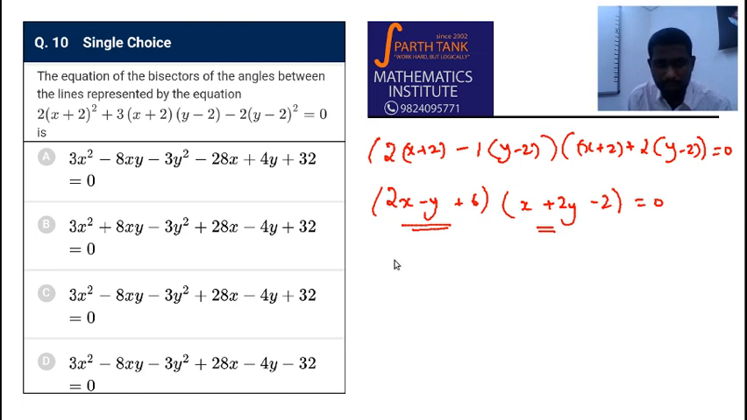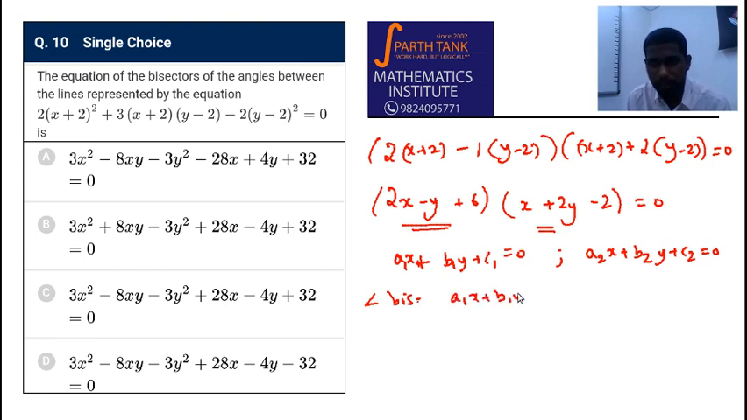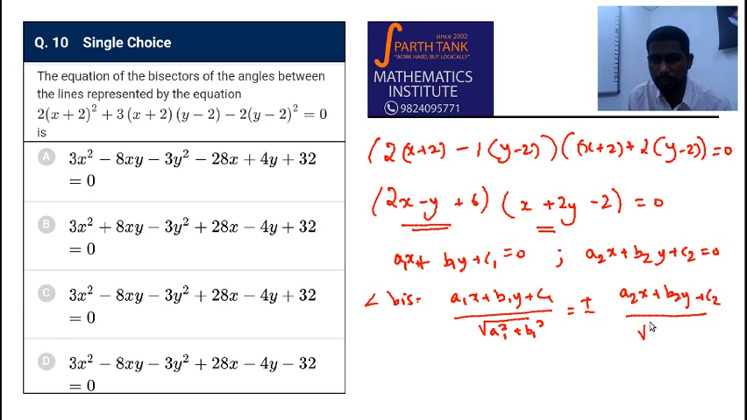Now the angle bisector, if you have two lines a1x plus b1y plus c1 equal to 0 and a2x plus b2y plus c2 is equal to 0, then you know the angle bisectors are given by (a1x plus b1y plus c1) by square root of a1 squared plus b1 squared should be equal to plus or minus (a2x plus b2y plus c2) by square root of a2 squared plus b2 squared. This basically means that any point on the angle bisector is equidistant from both the lines, right, using that property.